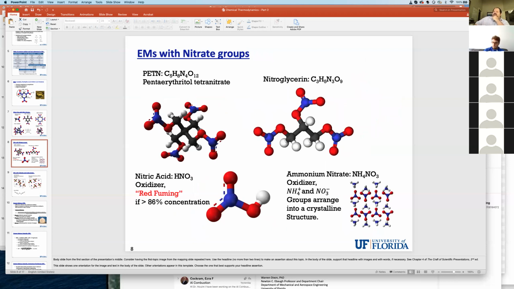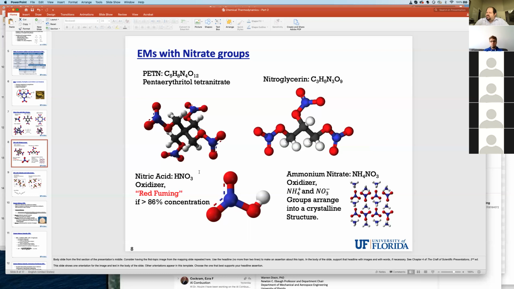Okay, and energetic materials with nitrate groups: PETN. Some of the terrorists use PETN, and that's a Russian explosive. Again, I'm not going to bother trying to pronounce these fancy chemical names, but here is a molecule of PETN, and notice these things here. Those are the nitrate groups, ONO2. Here is nitroglycerin. It's not used that much, basically because it's very shock sensitive. If you bump it too hard, even in the lab, it will blow up on you.